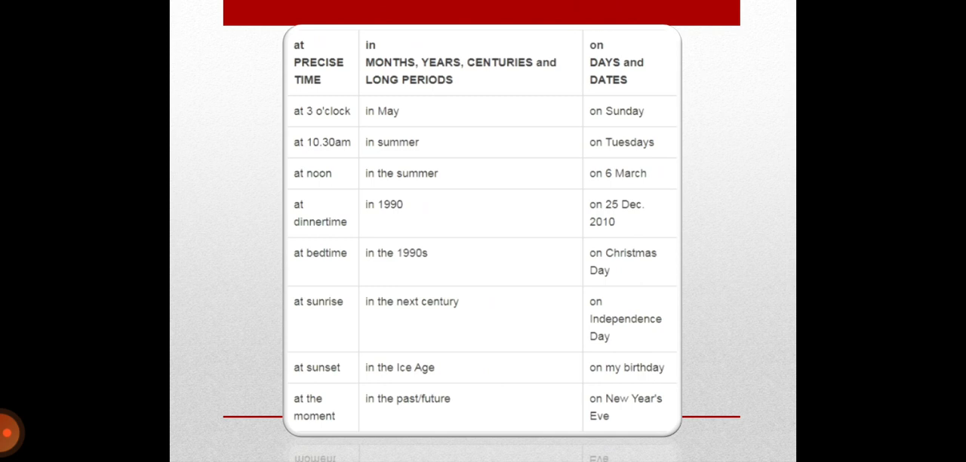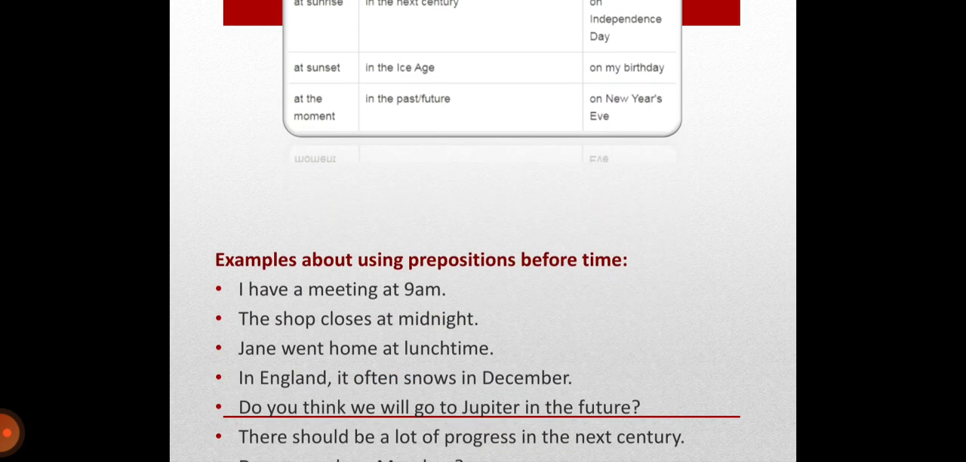As for on, it is used before days and dates. So I can say on Sunday, on Tuesday, on 6th March, on 25th December, on Christmas Day. It is a date. On Independence Day, it's also a date. On my birthday, this is a date. So we use these prepositions in these slots or these positions.